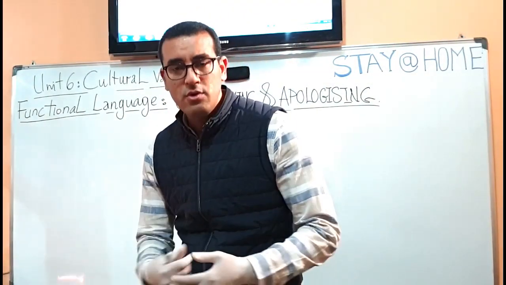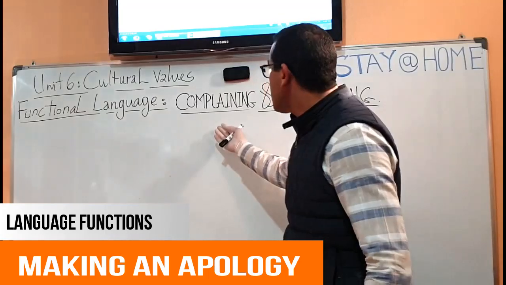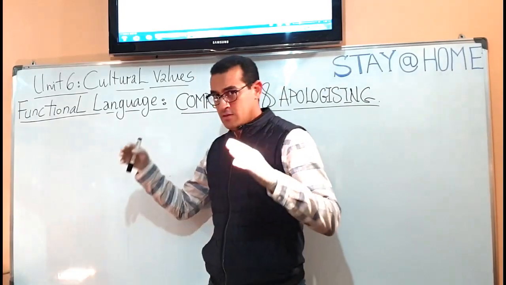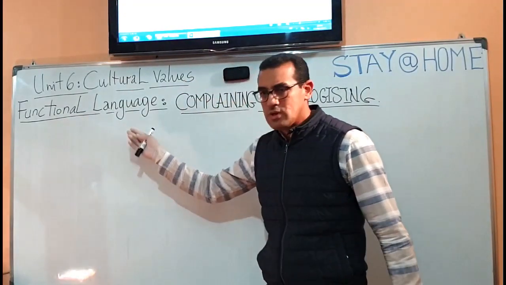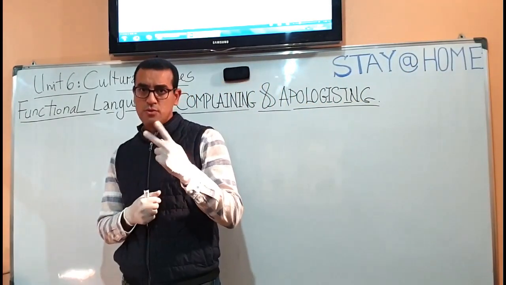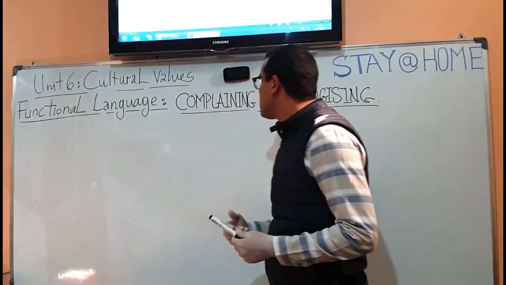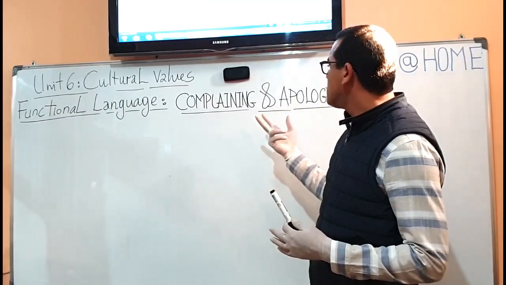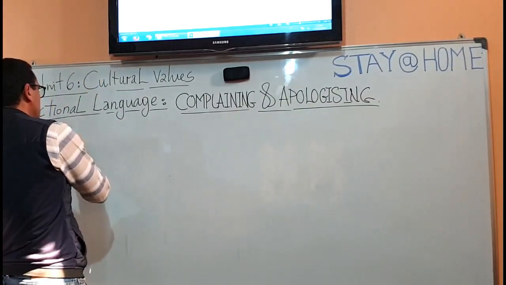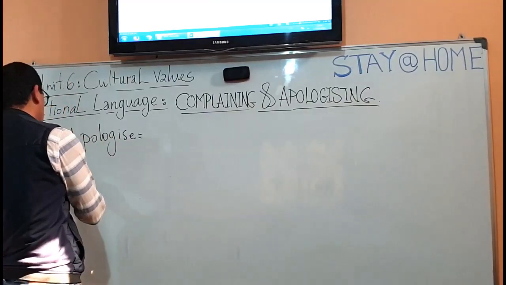Right now, we're going to move to another function, which is about complaining and apologizing. As you can see here, the title of the present functional language is complaining and apologizing. We're going to work on these two functions, but we're going to work on each one of them at a time. Let's start with defining the two functions first. We're going to see what we mean by apologizing. What is to apologize? We have apologize, and we have complain.